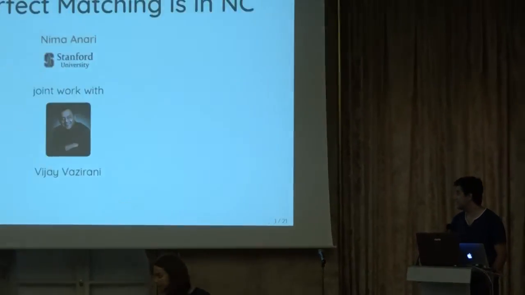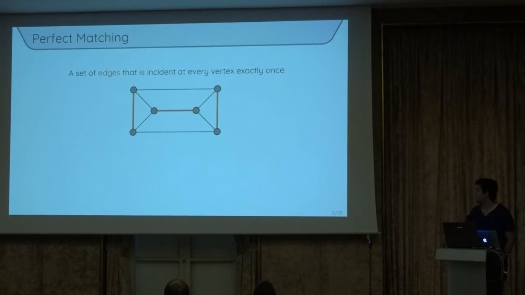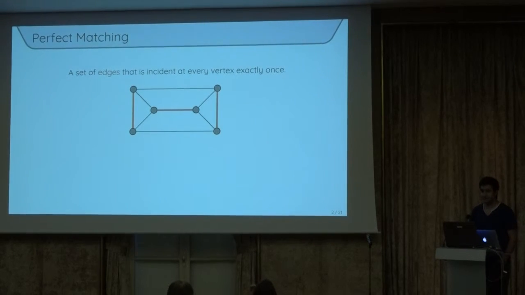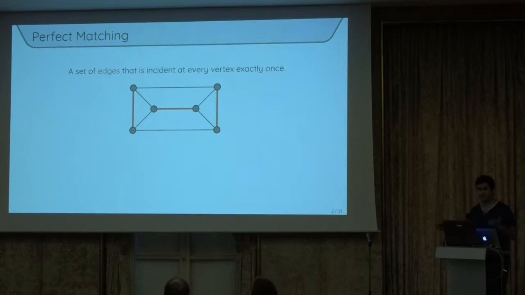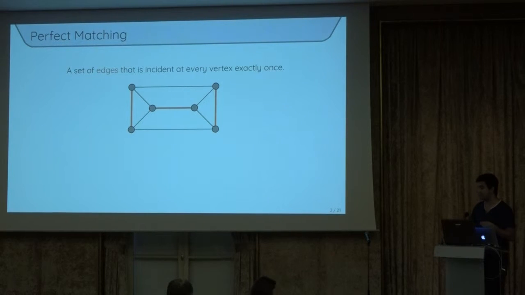Hi, everyone. So this is a joint work with Vijay Vazirani, who is at UC Irvine. Today I'm going to talk about perfect matchings in an undirected graph. So it's just a set of edges for which every vertex is incident to one edge.